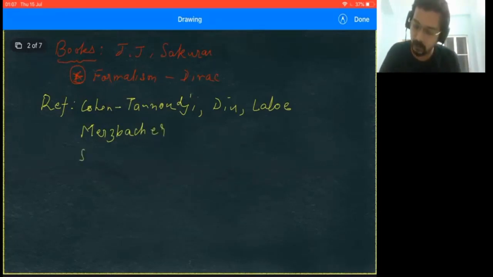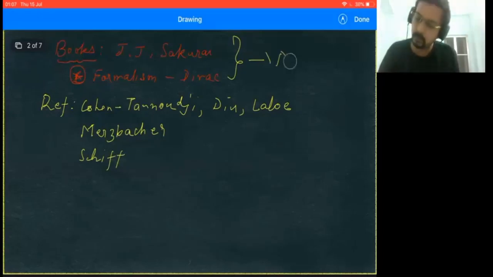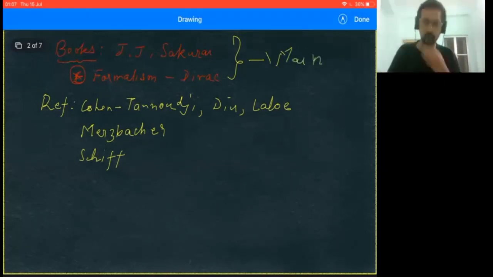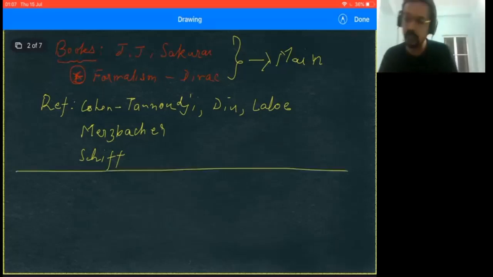And the classic textbook of Schiff. So again, to reiterate, this will be the main text, and certain aspects will be picked up as and when needed from Dirac's book. And the others are the references. Okay. So the material that I plan to cover roughly spans over the first three chapters of Sakurai.